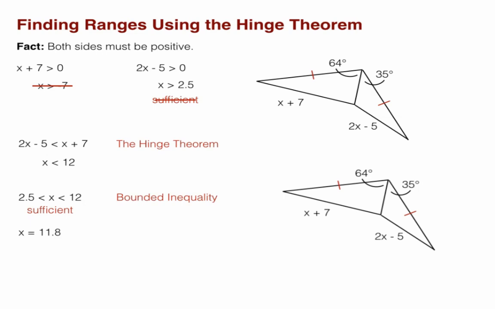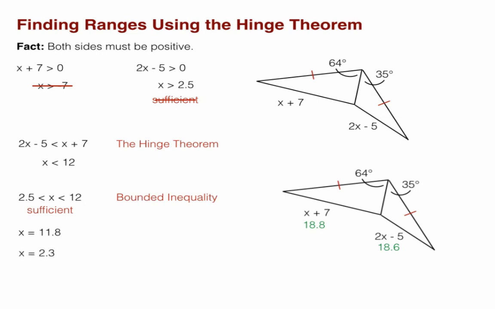Notice 11.8 is within the bounds. It's greater than 2.5 and less than 12. Plug it in, I get this side here to be 18.8 and this side here to be 18.6, everything works. This is a realistic set of triangles.